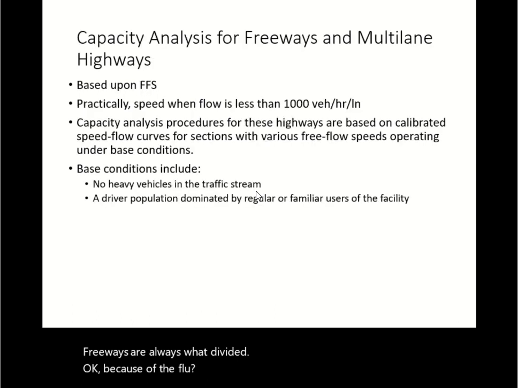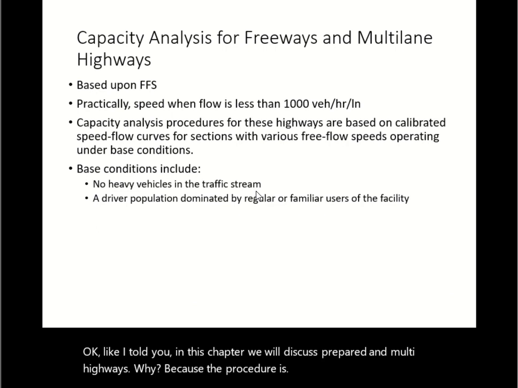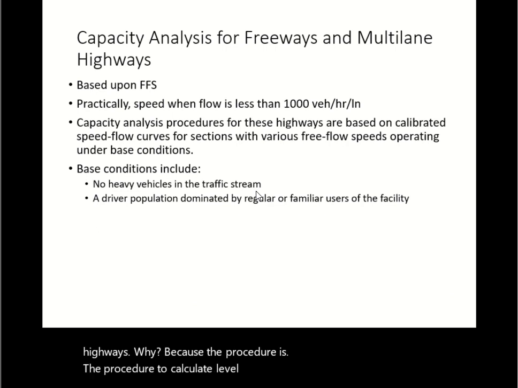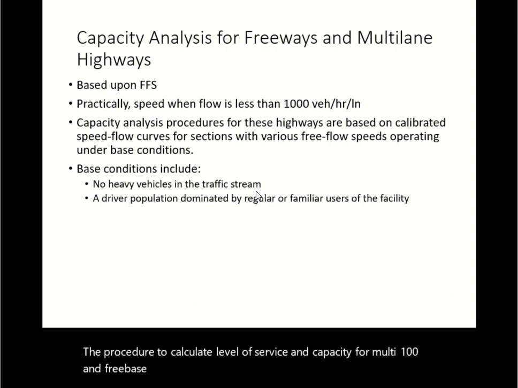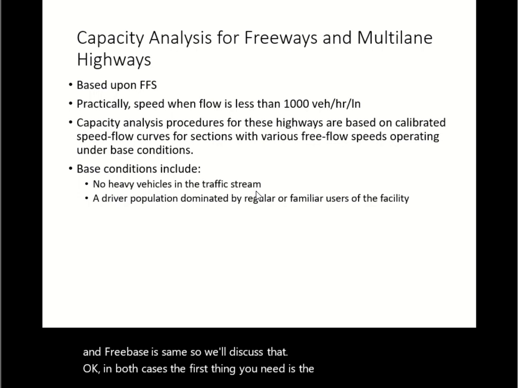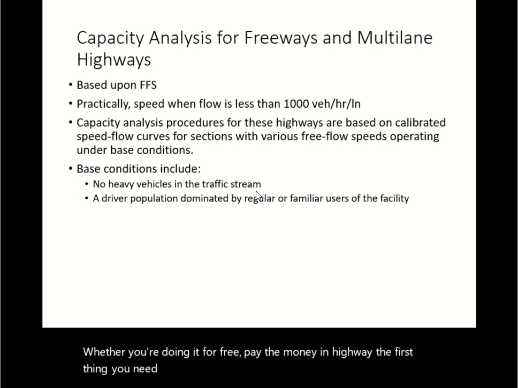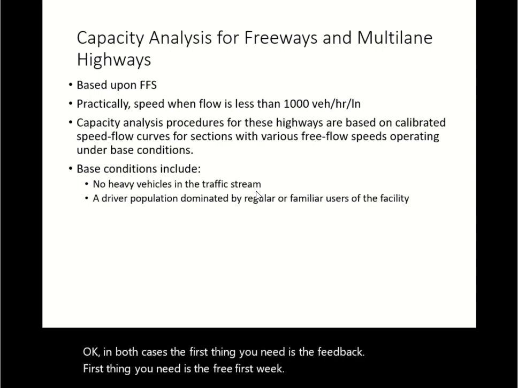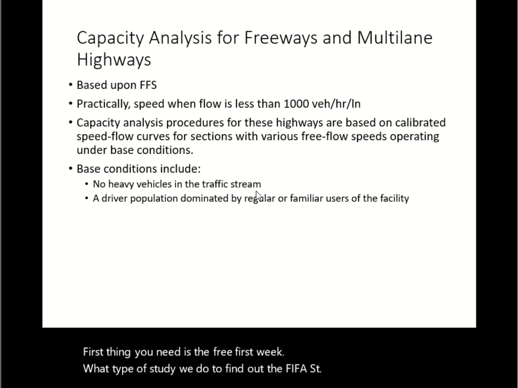Like I told you, in this chapter we will discuss freeways and multi-lane highways. Why? Because the procedure is the same. The procedure to calculate level of service and capacity for multi-lane highways and freeways is the same. So we'll discuss them together. In both cases, the first thing you need is the free flow speed. Whether you are doing it for freeways or multi-lane highways, the first thing you need is the free flow speed. Which study do we do to find out the free flow speed?